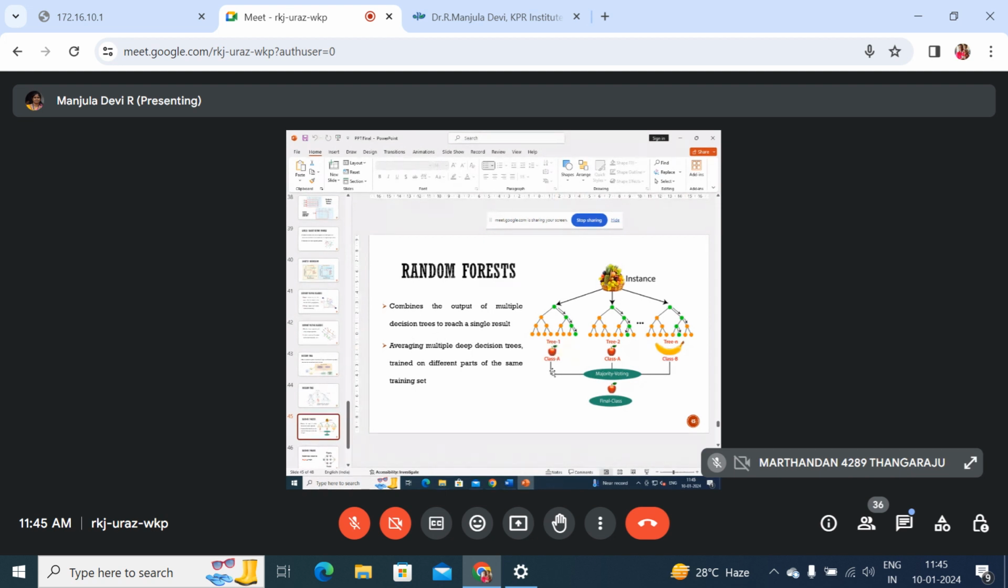So here the output from the first decision tree is class A, the second tree is class D, and the nth tree is class B. As per the majority, class A has been categorized more. So by majority voting, I have decided that this will belong to this final class.